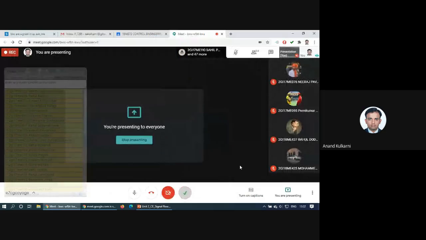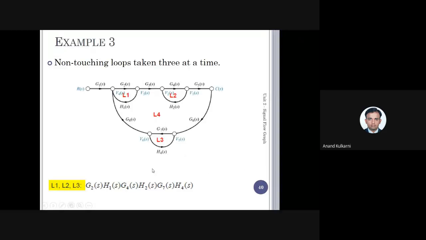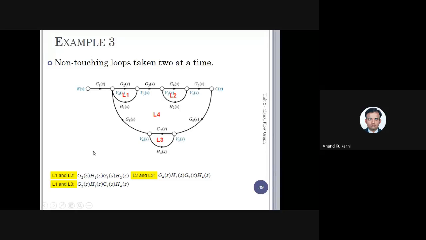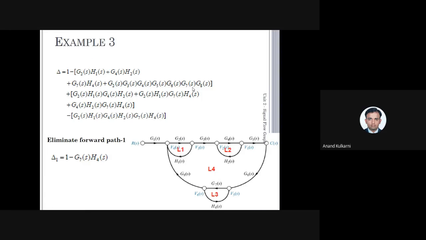Because in the previous problem, we had only the condition of L1, L2, L1, L3, and this. But here, when taking non-touching loops taken 3 at a time, this is possible, so we can take that. Then next, what is the condition? We'll have to find the delta. What is the delta? Delta is very simple.